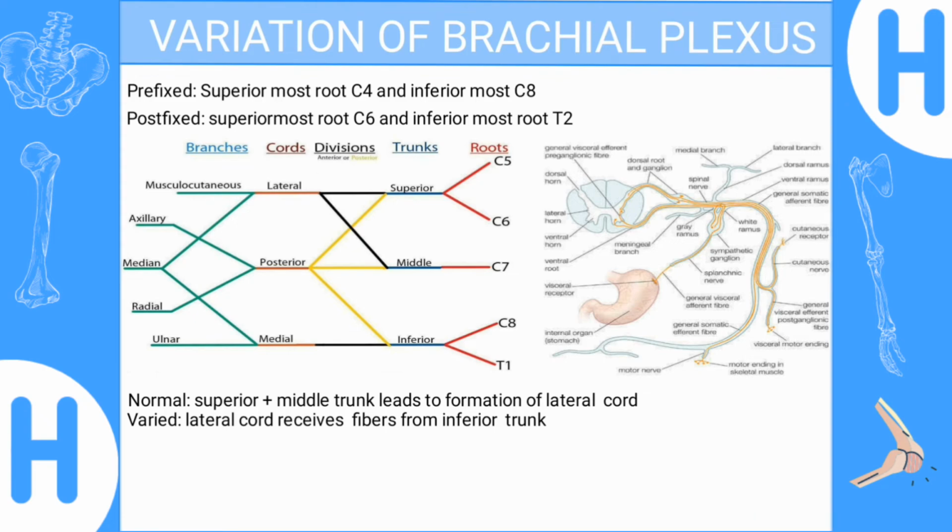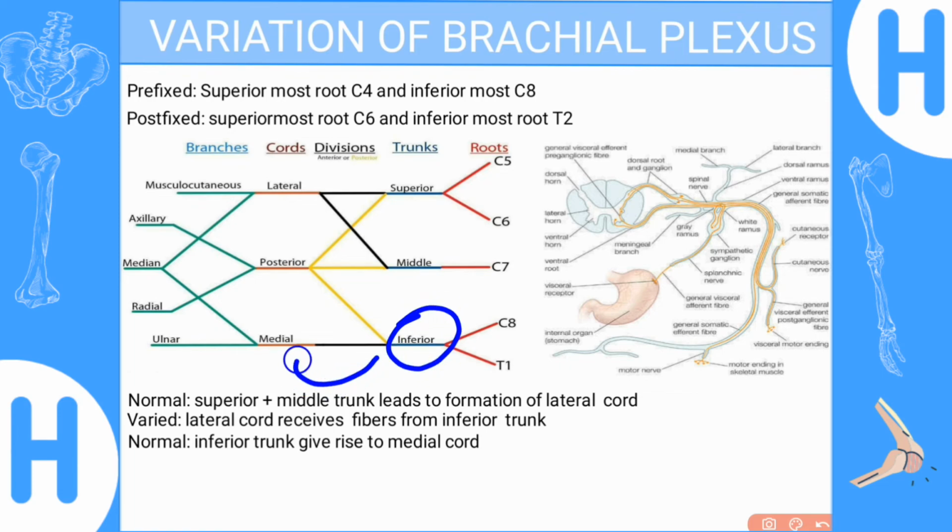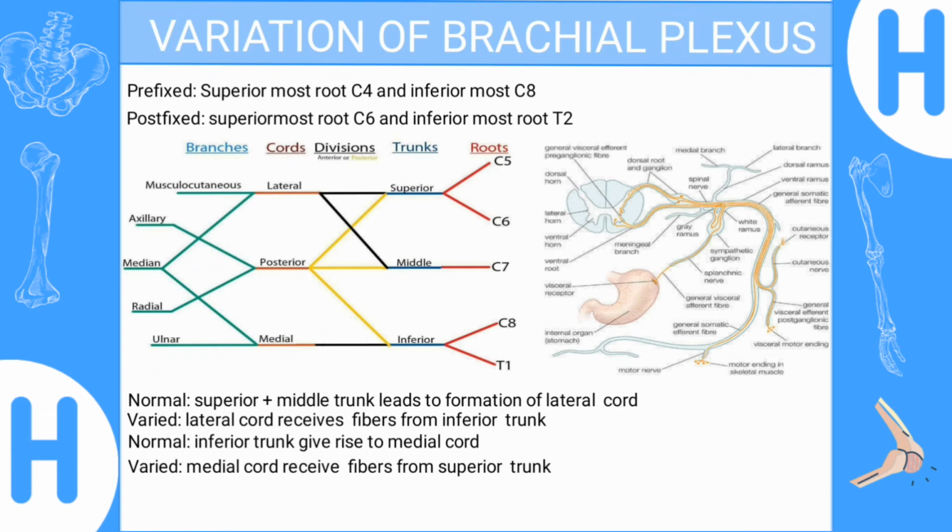Okay, so next, normally the inferior trunk gives rise to the medial cord. As you can see in this picture, the inferior trunk is giving rise to the medial cord. But in a varied version of the brachial plexus, the medial cord receives fibers from the superior trunk. As you can see here, that is the normal brachial plexus, but in the variation the superior trunk supplies the medial cord. So there are some kinds of variations due to abnormalities or something like that.